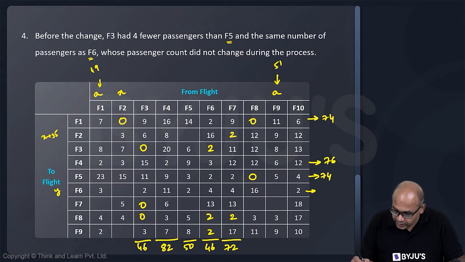So this should also be F6 before is 46. F6 after should also be 46. So this is taken care of. So this entire row we are getting. So we'll get one more row here.